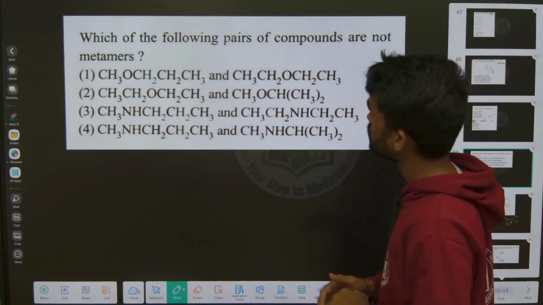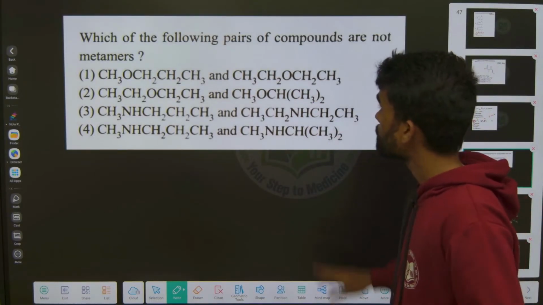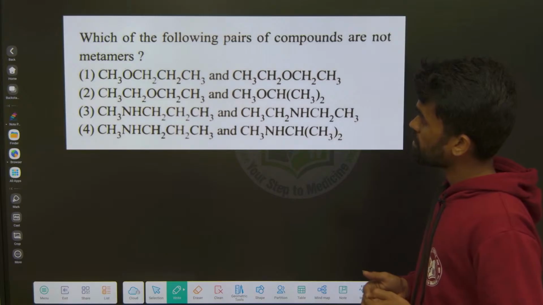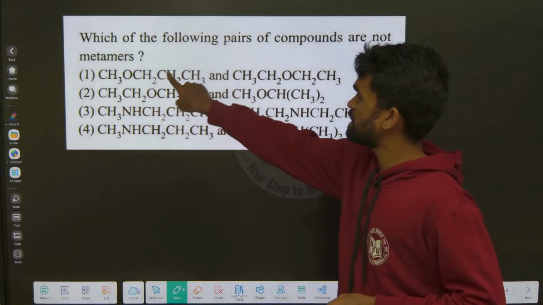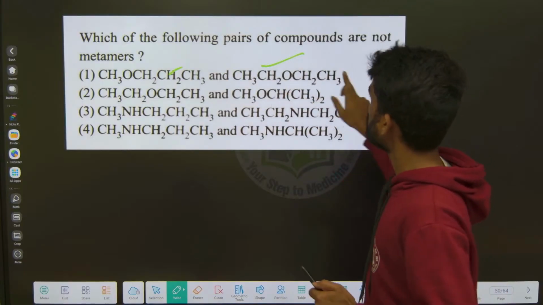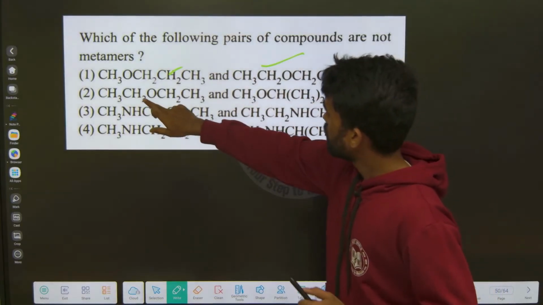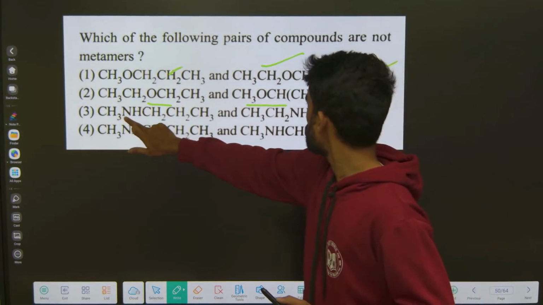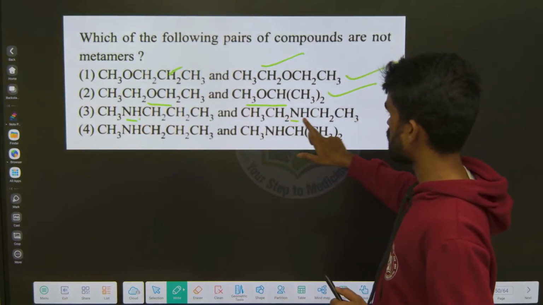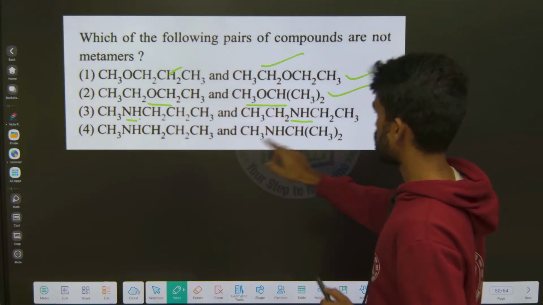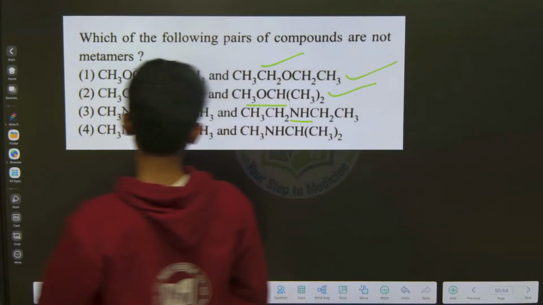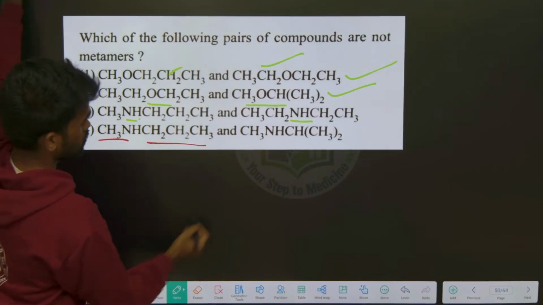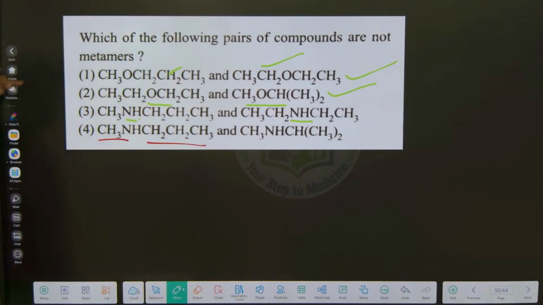What about this question? Which of the compounds are not metamers? This is an ether, this is also an ether, differing in alkyl groups. So these are metamers. Yes, it is a metamer, it is also a metamer. This is a secondary nitrogen, this is also a secondary nitrogen, with different alkyl groups. Okay, next this one, check once. NH with the same alkyl groups, CH3, CH3. This, which one? Fourth one.